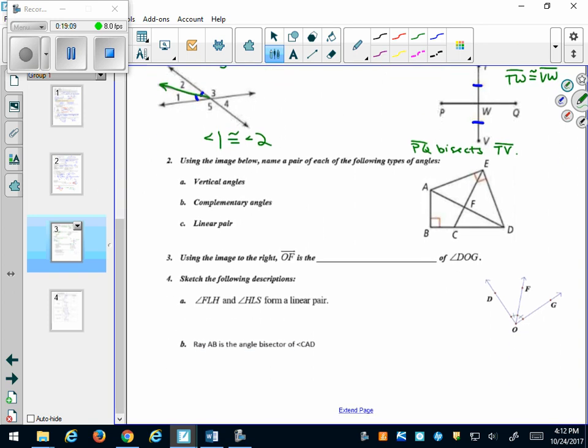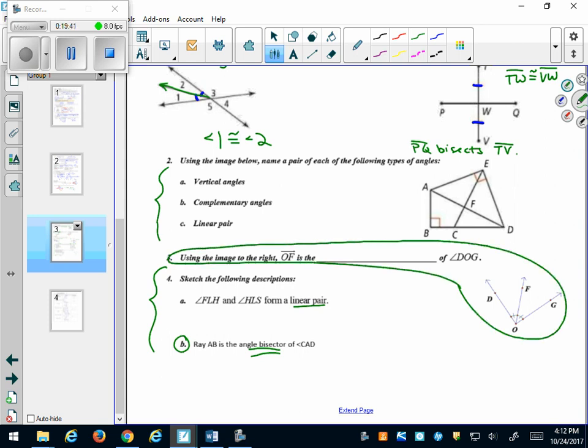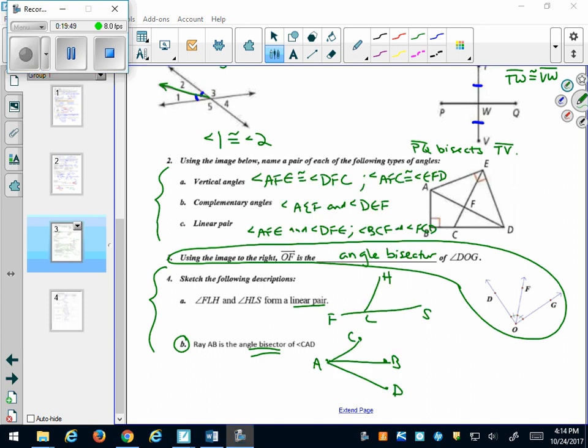Okay, this is just a little exercise in recognizing angle pairs that you have learned about before. And here is a review of what you've learned before, but then also sketching a diagram that uses our new vocabulary word, angle bisector. This goes with this one. So why don't you try doing those, pause the video first, and turn it on again when you're done.